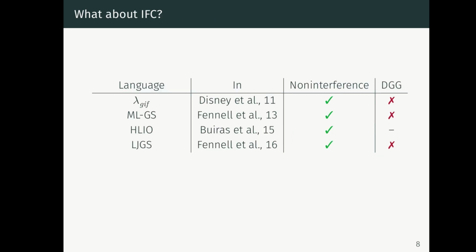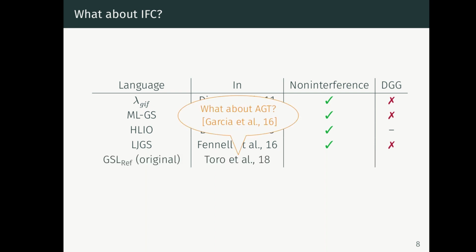Now that we have a criterion for gradual languages, how do IFC languages fare? All the early designs in the space violated the dynamic gradual guarantee, even though they managed to satisfy the soundness criterion of non-interference. This prompted Matías Toro, Éric Tanter, and Ronald Garcia to attempt a new design based on abstracting gradual typing. This AGT methodology allows you to derive gradual languages from statically typed languages in a semi-automated way. And one of its interesting features is that it provides the dynamic gradual guarantee by construction.